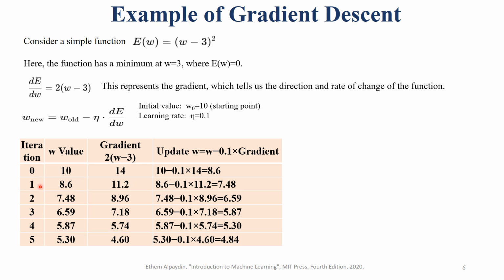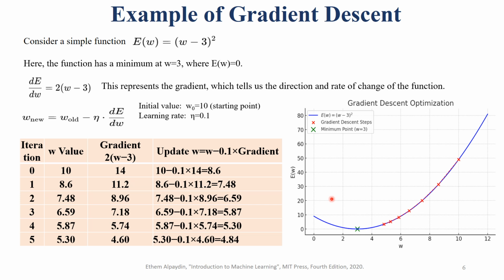So in iteration 1, the W value is 8.6, we compute the gradient with this W. And we are updating the W value from 8.6, it becomes 7.48. In iteration 2, we shall see how the 7.48 gets updated to 6.59. Finally, it goes on. And here we have shown the iterations till 5.